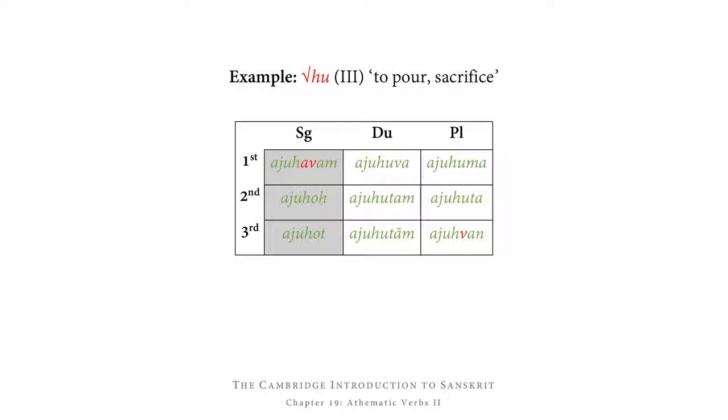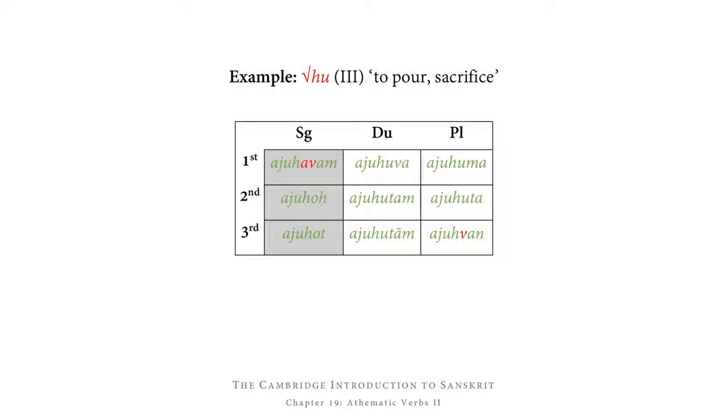Now, if we start by looking at the second person forms, we can see ajuhoh in the second singular, which consists of the strong stem juho, preceded by the augment a, and followed by the second singular ending, which is just visarga. So ajuhoh. In the dual, we have the weak stem juhu, preceded by the augment a, and followed by the second dual ending tam, so ajuhutam. And in the plural, we again have the weak stem juhu, preceded by the augment a, and followed by the second plural ending ta. So strong stem juho, weak stem juhu, preceded by the augment and followed by the secondary endings.